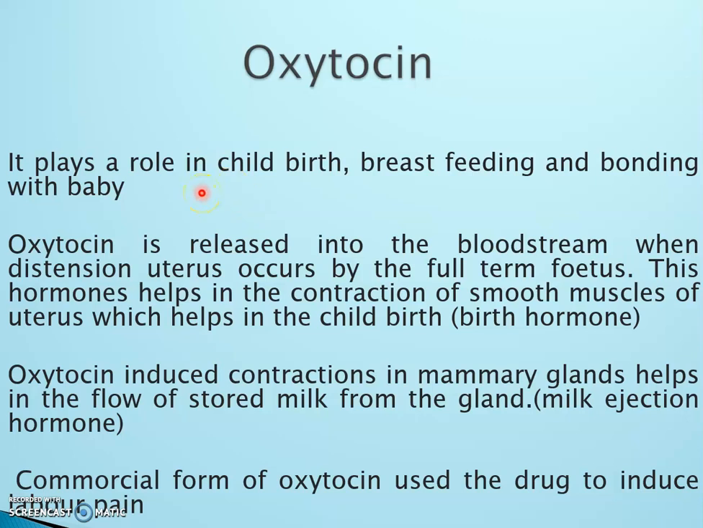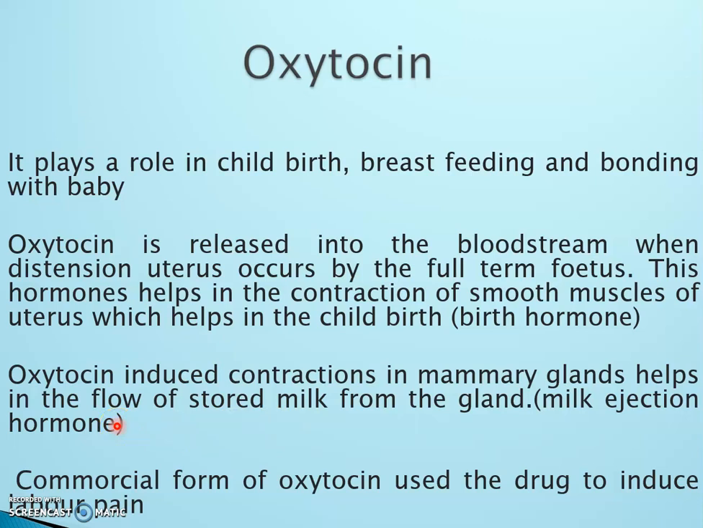Oxytocin is released into the bloodstream when there is labor pain. It is also called the birth hormone, which helps in the delivery of a baby, because it helps in the contraction of smooth muscles of the uterus, which facilitates childbirth. Also, this hormone induces contraction in the mammary glands. This contraction helps the ejection of milk from the mammary gland. So this hormone is also called the milk ejection hormone.